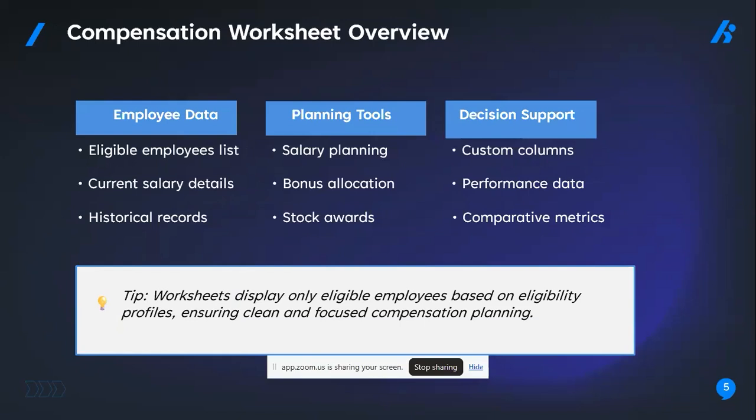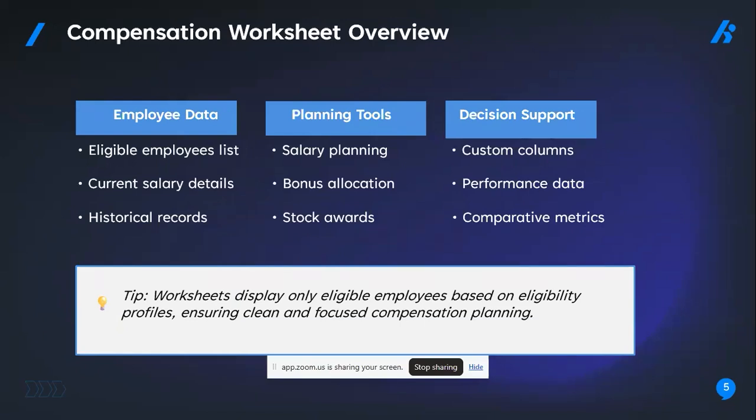Compensation worksheet overview. Now, let's look at what actually goes into a compensation worksheet. Employee data section. The worksheet starts with your eligible employees, not everyone in the system, just the employees who are actually part of the compensation cycle. It includes their current salary details and historical records so managers can see the context of what we are doing.